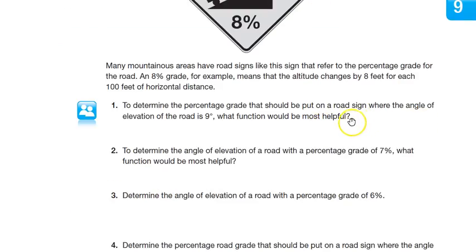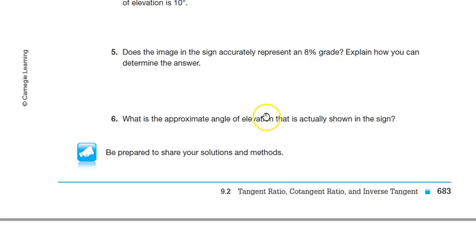And here you're just going to want to read carefully the difference between what is a percentage grade and what is an angle of elevation. You should read through that and be able to answer these questions.